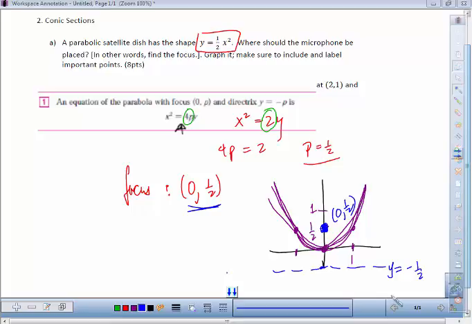Okay, is there anything else we need for this? Important points. I guess we can put the vertex of the parabola here. I don't know if that's important. I think that's about it. Okay. All right, let's go to the next one.